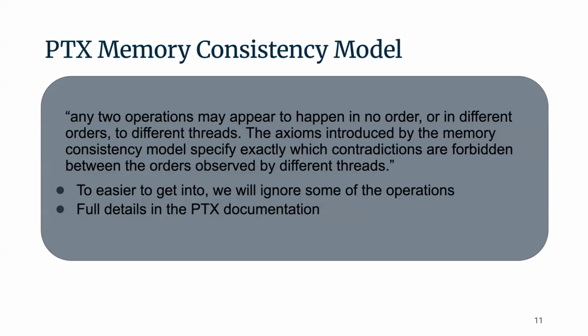And so the basic text of the model is this. Any two operations may appear to happen in no order or in different order to different threads. The axioms introduced by the memory consistency model specify exactly which contradictions are forbidden between the orders observed by the different threads. What it's saying, simplifying it, is that anything can happen unless we explicitly forbid it. And they don't forbid much. It's a very weak model.